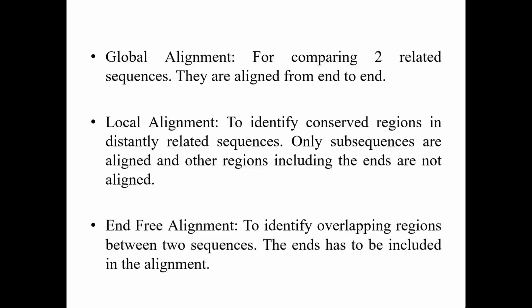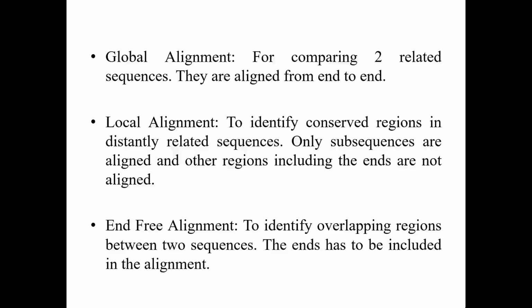Global sequence alignment is for comparing two related sequences which have similar length. They are aligned from end to end. Whereas in local alignment, we identify only the conserved regions when we are comparing sequences which are distantly related. So here, only subsequences will be aligned and other regions including the ends are not included in the alignment.